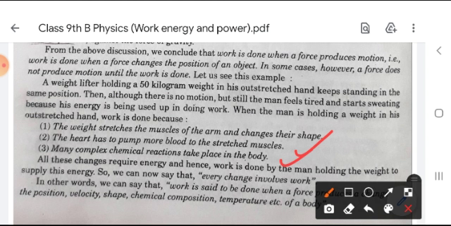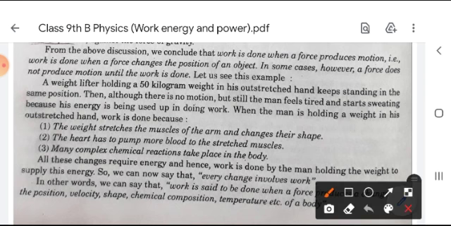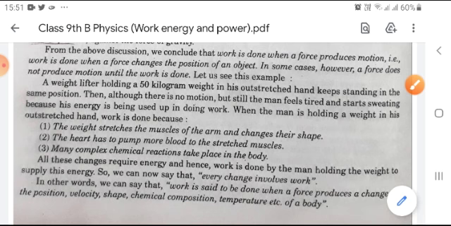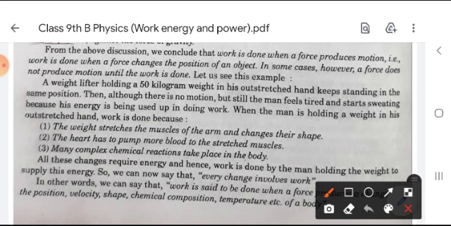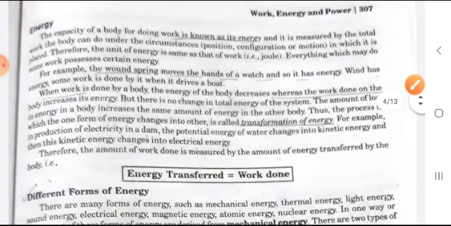So we cannot say that every change involves work. In other words, we can say that work is said to be done when a force produces a change in the position, velocity, shape, chemical composition, temperature of a body, etc. Okay. Now, what is energy?